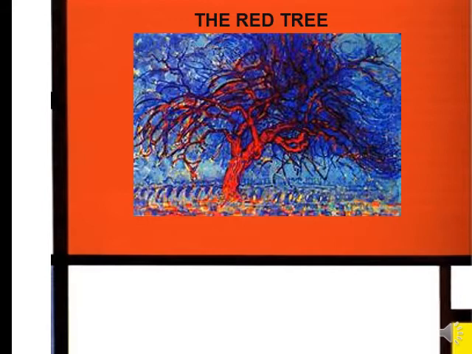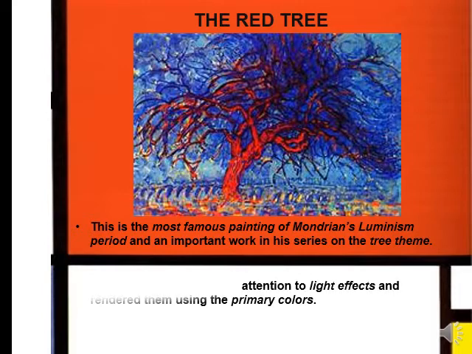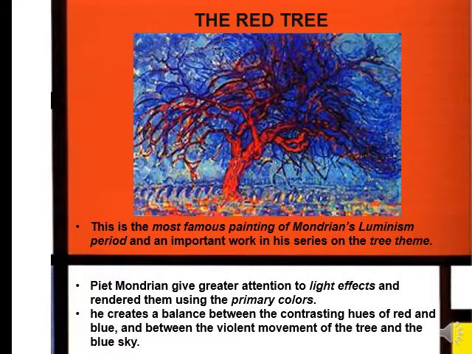Okay, we're going to start with the Red Tree. This is the most famous painting of Mondrian's Luminism period and an important work in his series on the tree theme. Piet Mondrian gave greater attention to light effects and rendered them using the primary colors. Do you remember what the primary colors are? Red, yellow, and blue. He creates a balance between the contrasting hues of red and blue and between the violent movement of the tree and the blue sky.